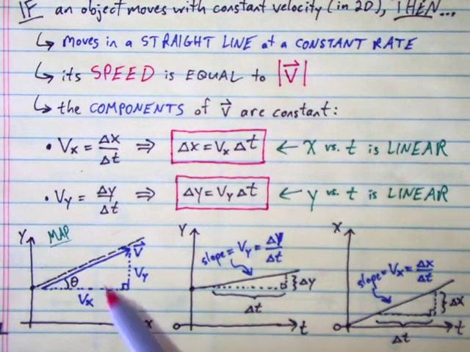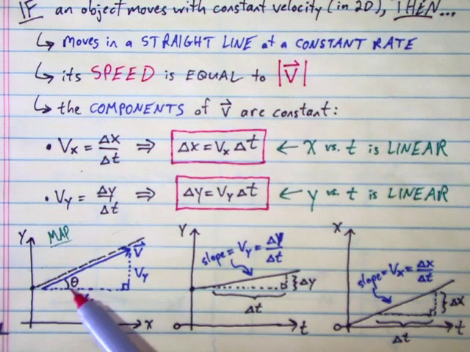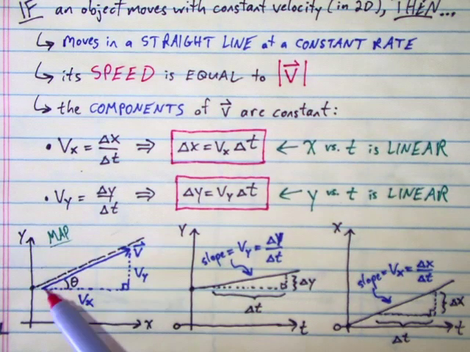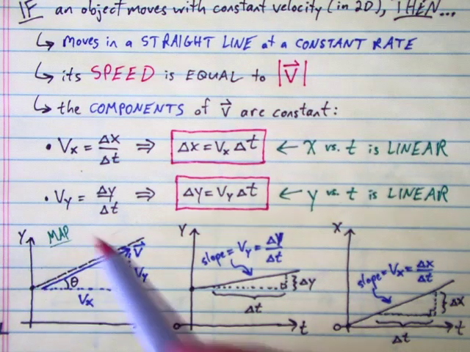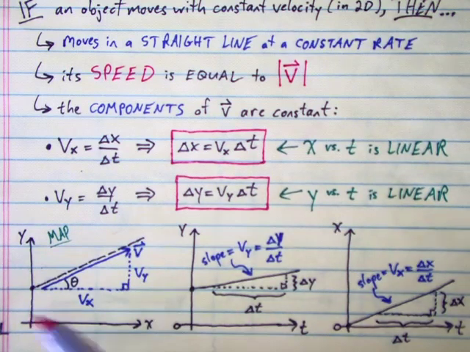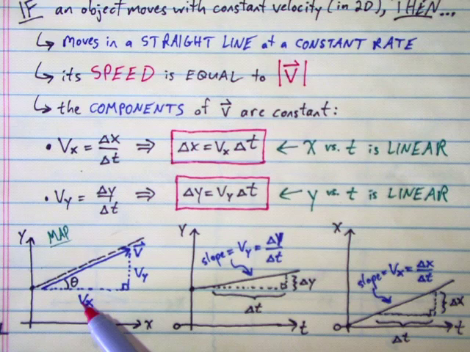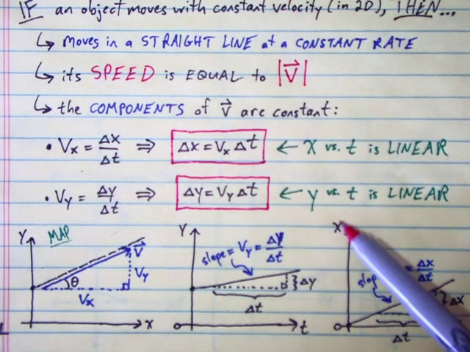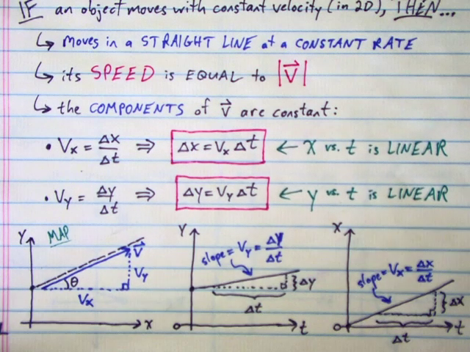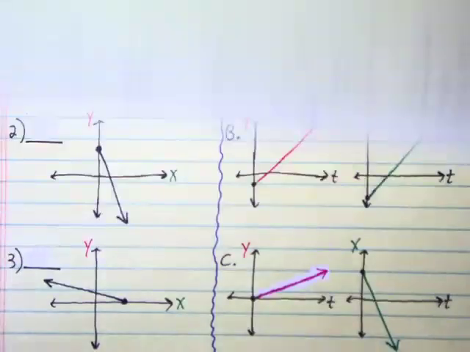Okay, let's look at some more of these maps of objects moving in straight lines at a constant velocity and try and match up graphs like this with pairs of graphs like this. So if you were to see this graph, could you match it to the corresponding y versus t graph and x versus t graph? I've got 4 examples.